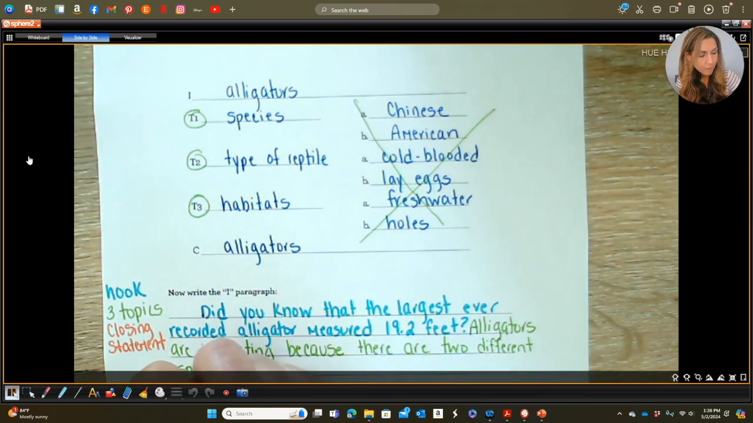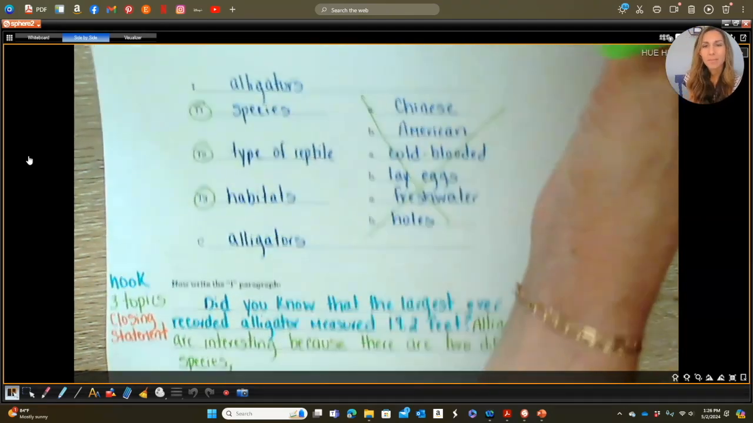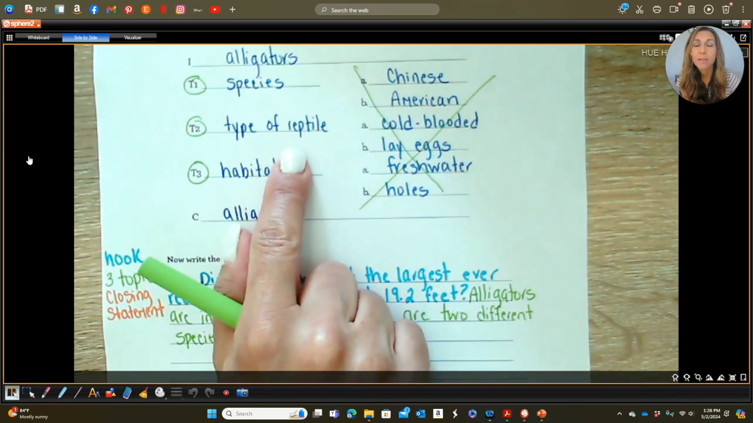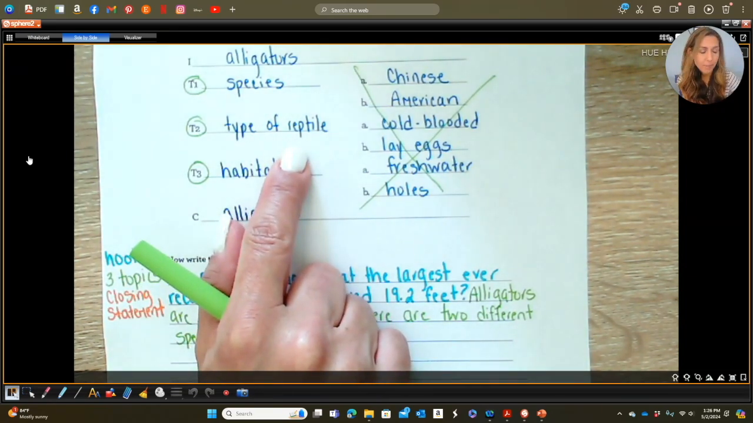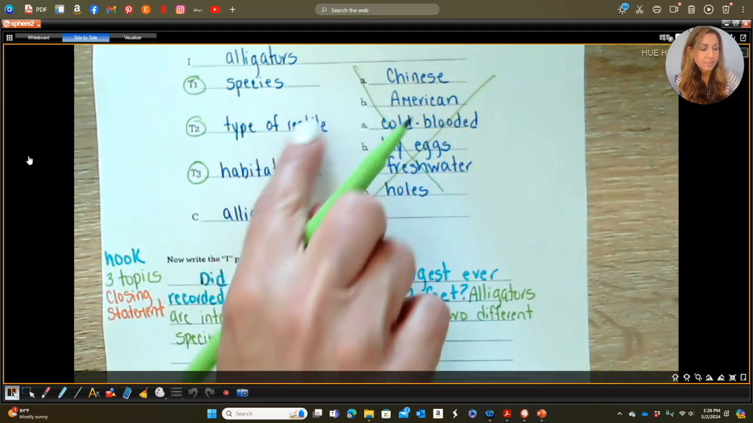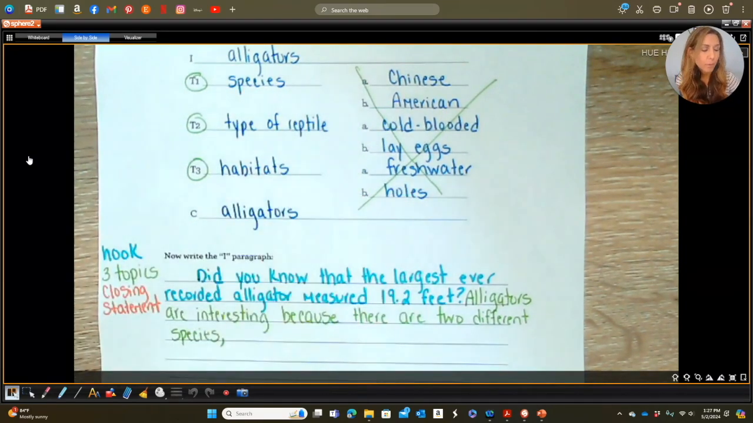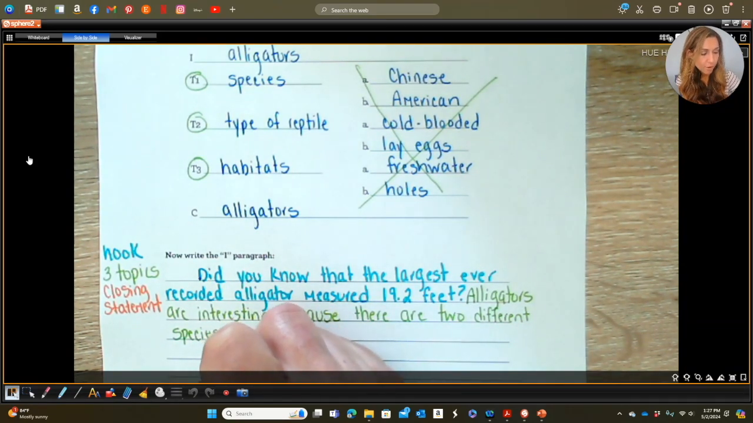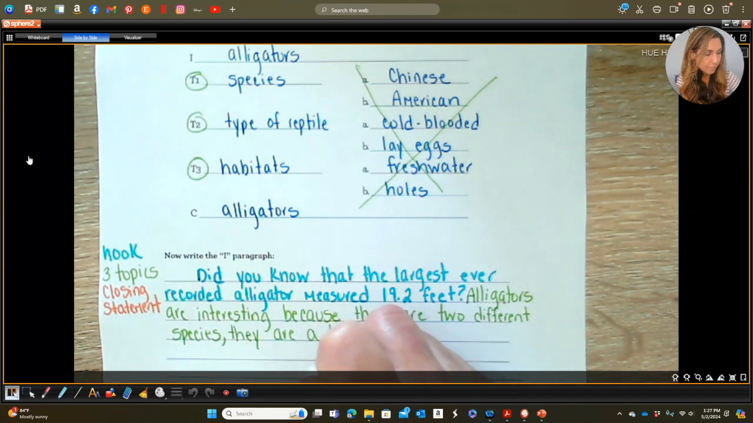And now I'm going to put a comma because I just listed my T1 topic. And let me move this up so y'all can see that. I just listed my T1 topic, so I'm going to put a comma because now I'm going to introduce my T2 topic. But remember, I may need to say this a little differently, rephrase it, or I might need to add a few words so that my sentence flows. So instead of just saying type of reptile, I'm going to say they are a type of reptile.